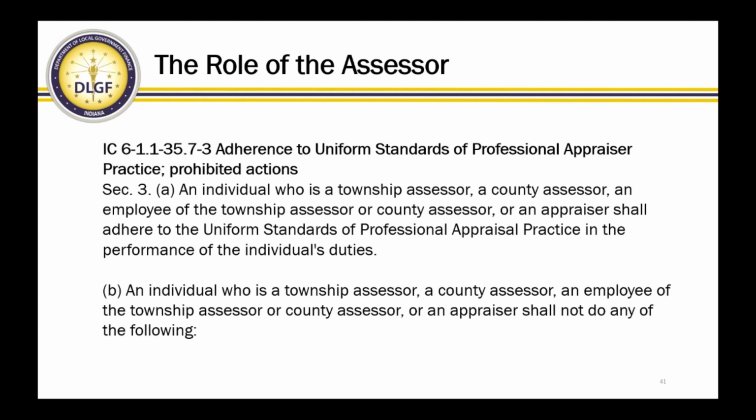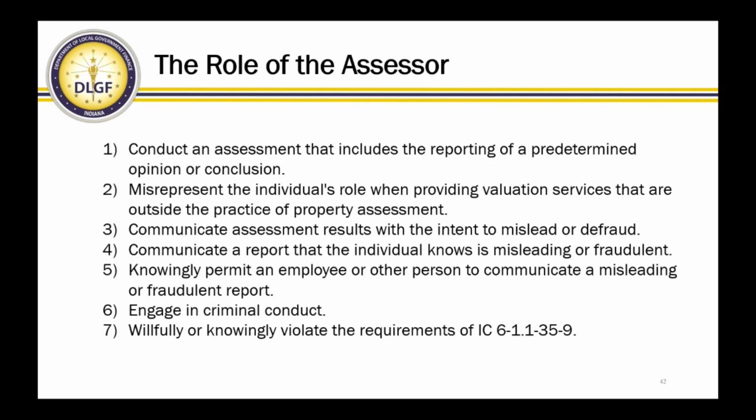An individual who's an assessor, assessing official, or employee shall not do any of the following: conduct an assessment that includes reporting of a predetermined opinion or conclusion. So you can't go in and say, oh, I'm going to automatically make this person's assessed value $100,000 or $1 million. You can't have a predetermined amount. Misrepresent the role that you are providing, except you're assessing the property.